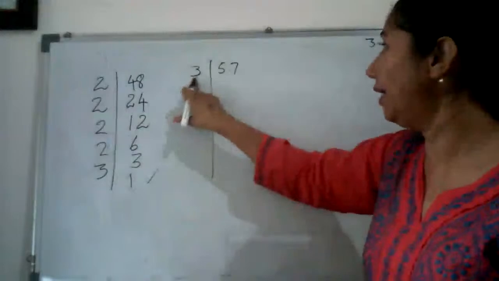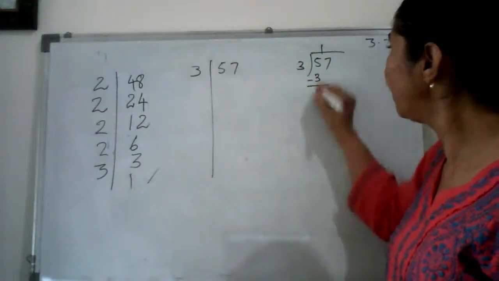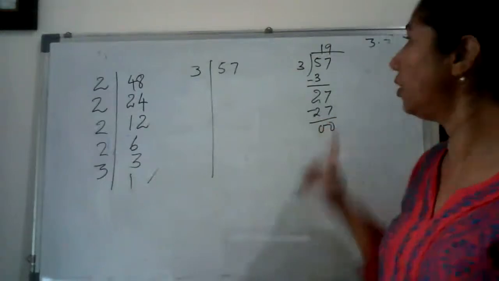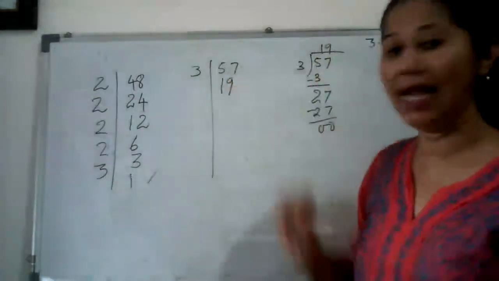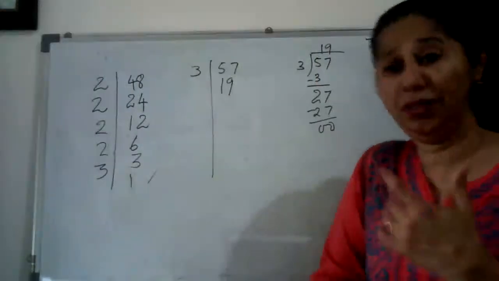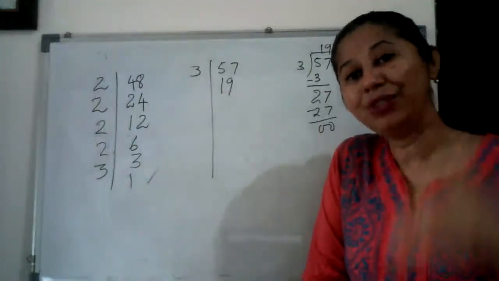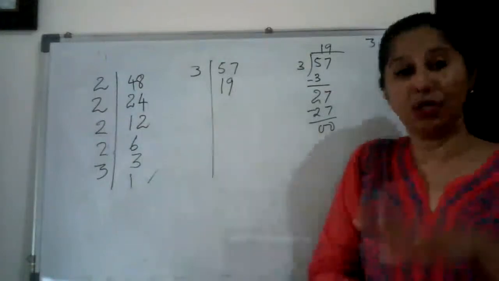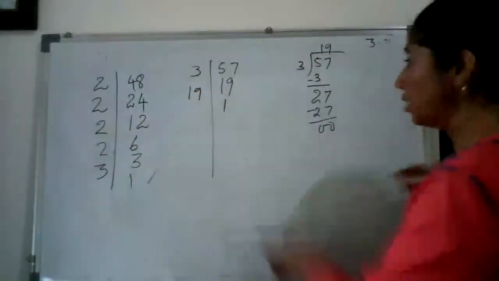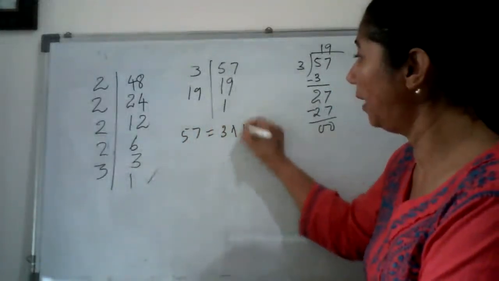So 3, when it is divided, either you do the exact division, 3 ones are 3, 3 nines are 27. You got 0. So what should we write here? 19. And now 19 comes in which table? We find the factors of 19. So you go ahead and check the table, and when you check, you realize that 19 does not come in any of the tables. That means 19 itself is a prime number. And so we write it this way: factors of 57 is 3 multiplied by 19.